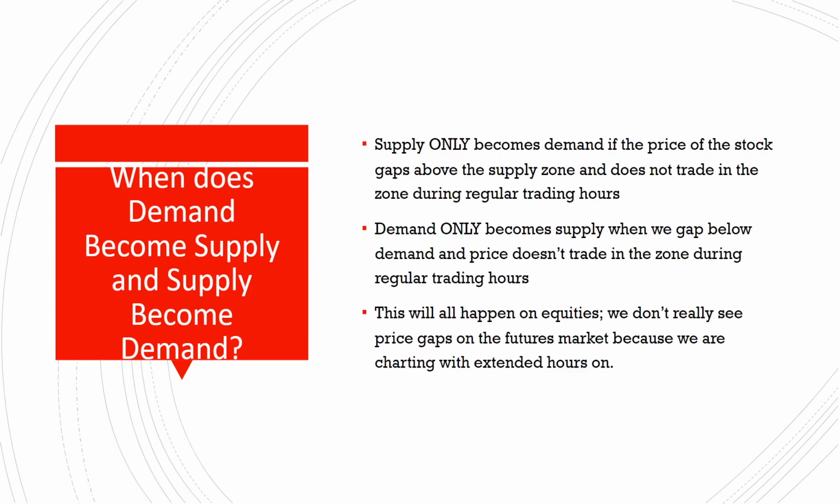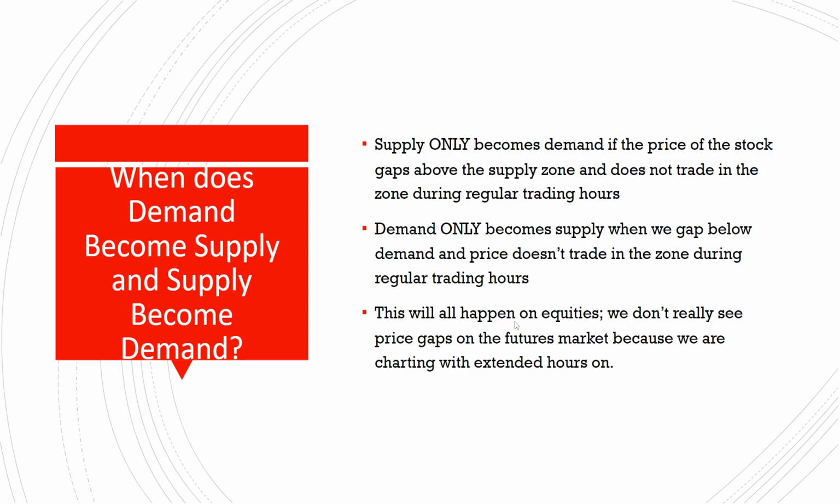Alrighty guys, so in this video we're going to be talking about when does demand become supply and supply become demand. Supply only becomes demand if the price of the stock gaps above the supply zone and does not trade in the zone during regular trading hours. Demand only becomes supply when we gap below demand and price doesn't trade in the zone during regular trading hours.